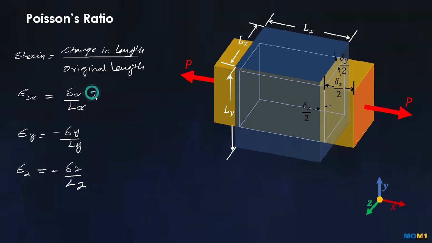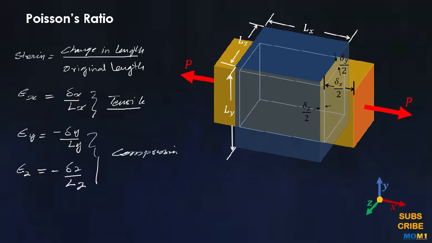Now here the positive sign indicates that the elongation is tensile in nature, and by sign convention we use positive sign, and here we have the sign convention of minus because the contraction is compressive in nature.